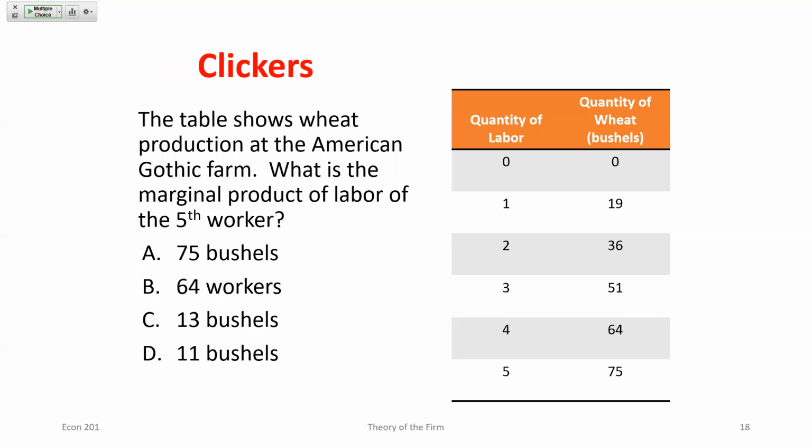I won't use IQ on this specific question, but if we had them like this, I've got my different quantities of labor and my different outputs. What would the marginal product for my fifth worker be?